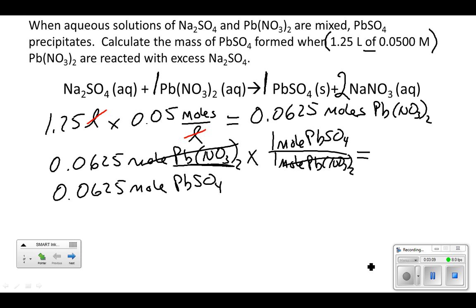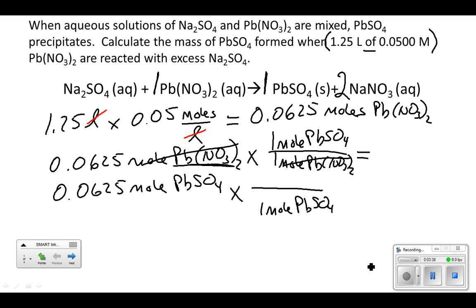PbSO4. All right, so we have written and balanced an equation. We have changed the given stuff into moles. We've used the mole ratio. The final thing to do is to find what we're looking for. And it says to calculate the mass of lead-2 sulfate formed. So I have moles, so I'm then going to use the molar mass. And so on the bottom of this will be 1 mole of lead-2 sulfate. And on the top is going to go the molar mass.